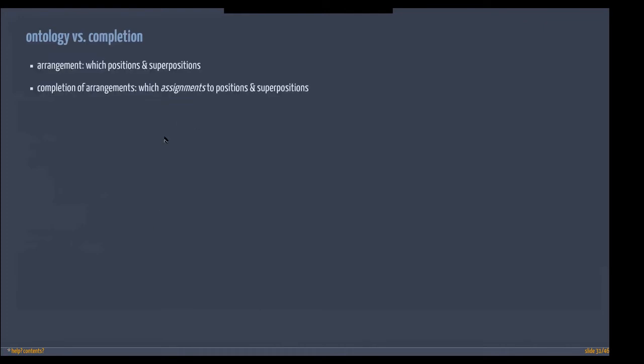So what's important about superpositionalism? First, which positions and which superpositions you have decides which arrangement we're looking at. To put it another way, what arrangement you have depends on which positions and superpositions this complex is equipped with. But it's quite a different story which completions of arrangements you get. And how is this explained? Well, by assignments of objects to these positions and superpositions.